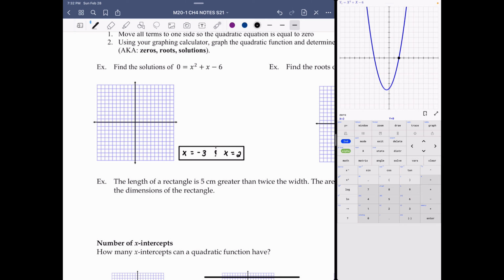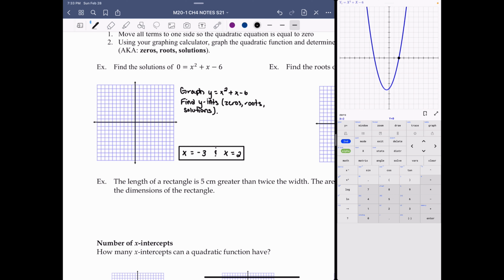What did we do to get that? We graphed y equals x squared plus x minus 6. Then we found the x-intercepts, also called zeros, roots, or solutions.